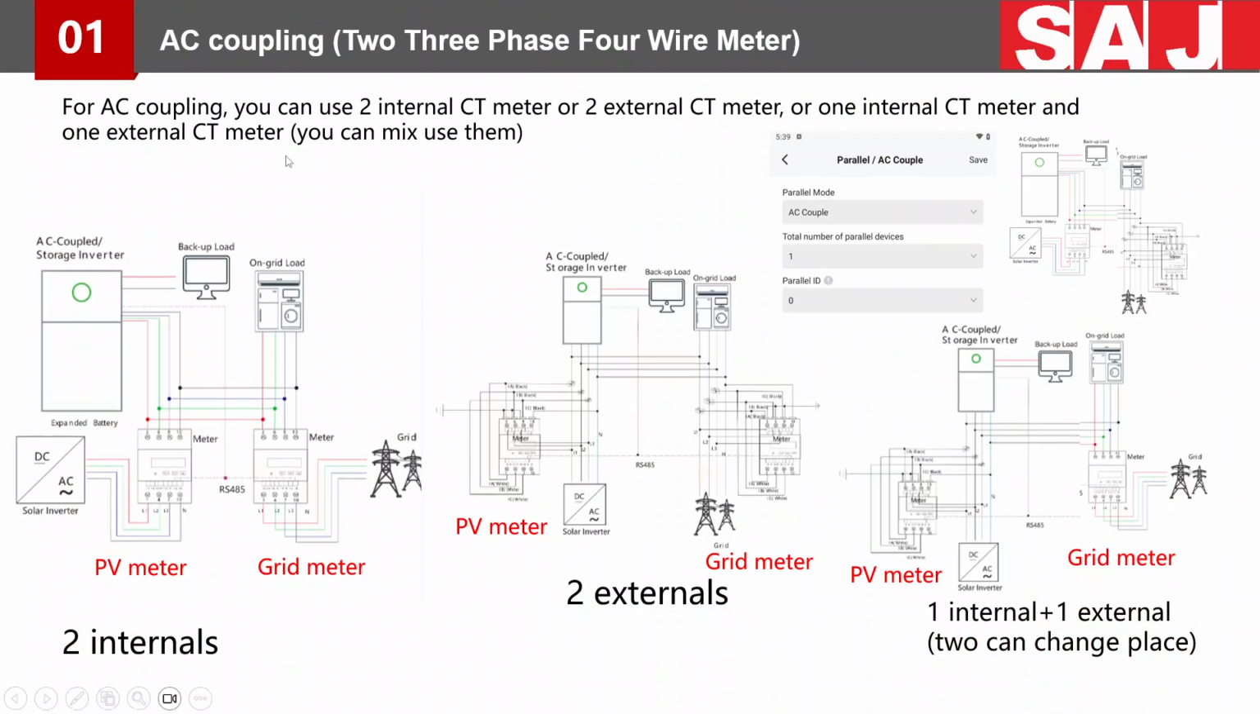Here are some situations for AC coupling. You have 2 meters because you have an existing on-grid inverter. First, 2 internals, you connect this way, and 2 externals, and 1 internal and 1 external, same here. Basically, you can use the internal CT and external CT, so it doesn't matter which one you use. But I recommend you use the internal CT for the grid meter and the external CT for the PV meter because it's easier to do.